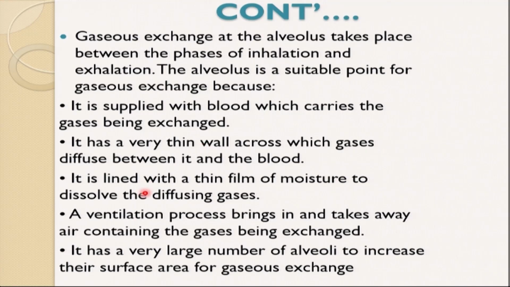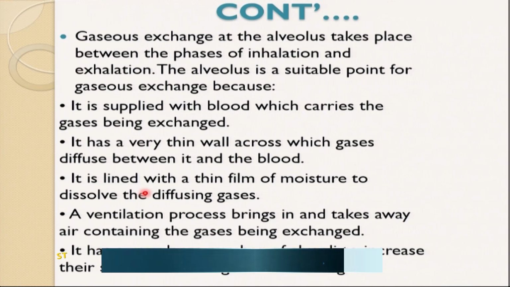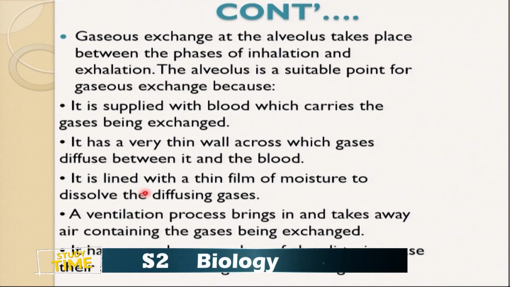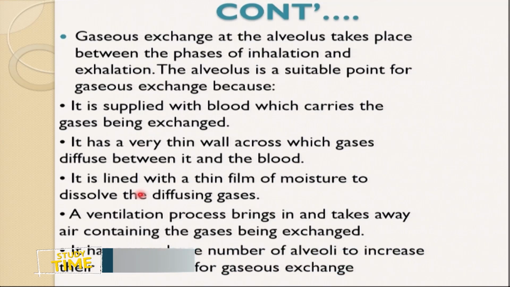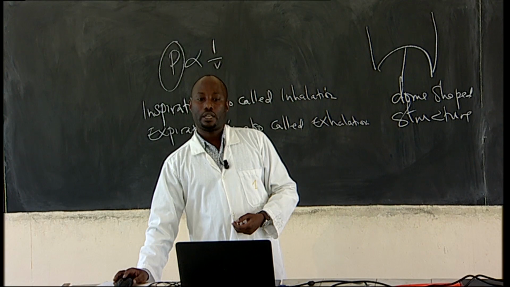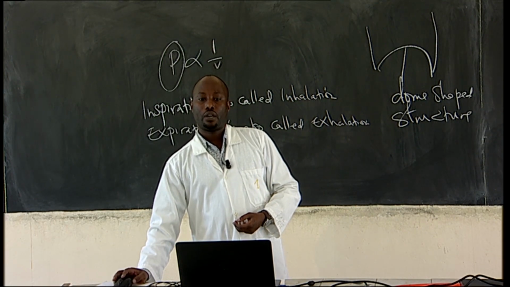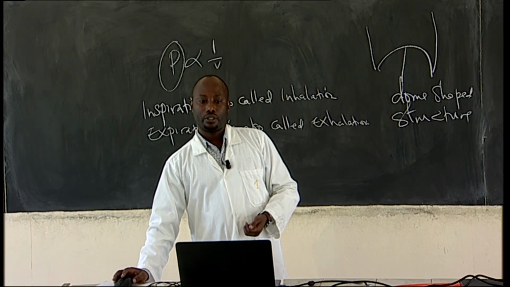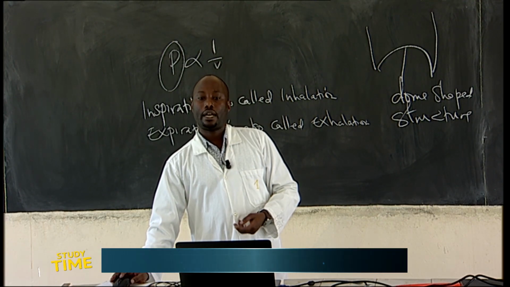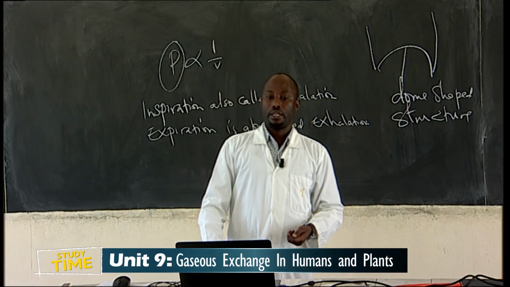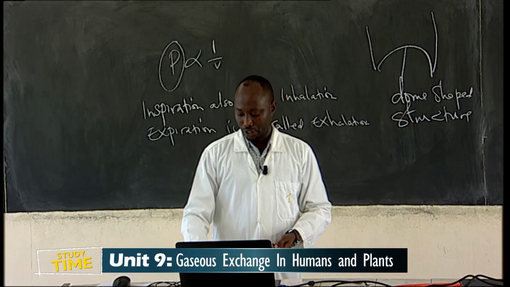Not only that, it is lined with a thin film of moisture. We've been talking about adaptations of the respiratory system. It is thin. It is moist. So the alveoli must be moist for the gases to dissolve and diffuse. A ventilation process brings in and takes away air containing the gases being exchanged. It has a very large number of alveoli to increase the surface area for gaseous exchange.